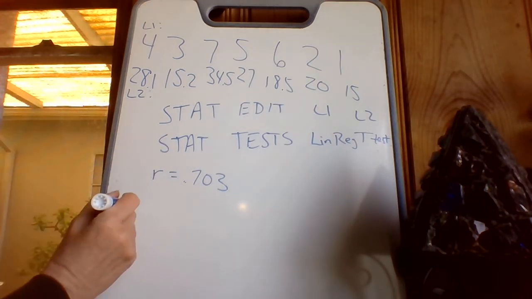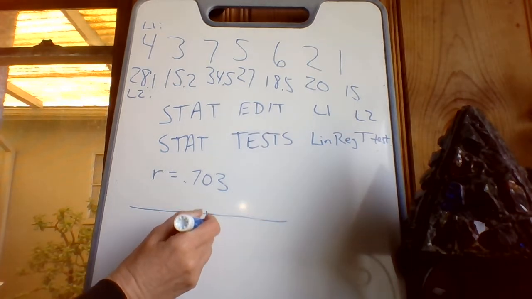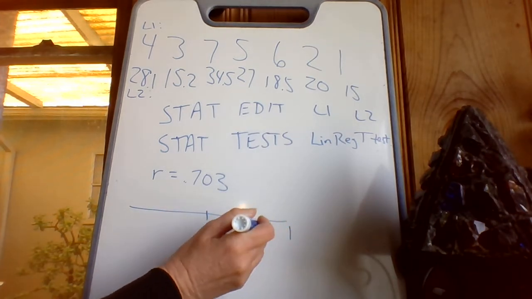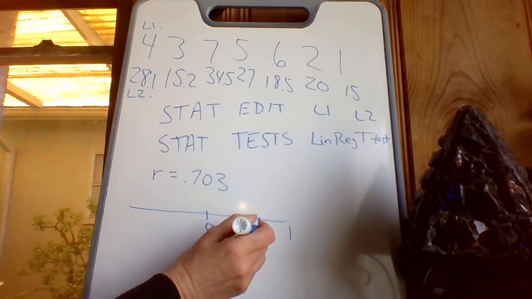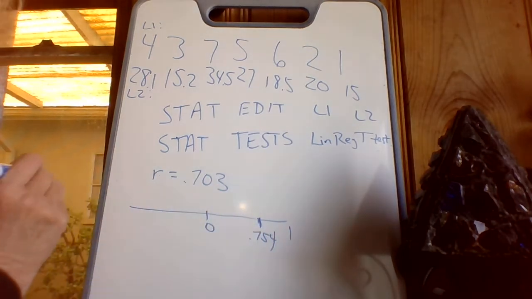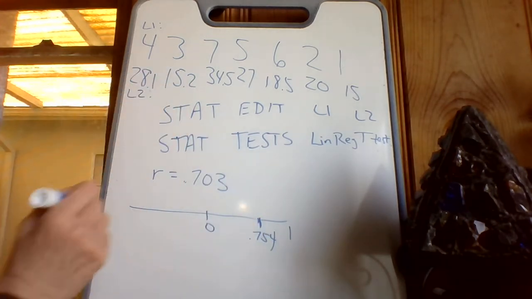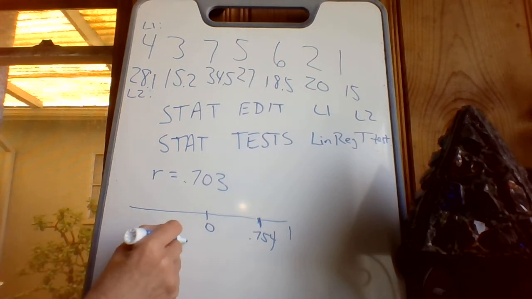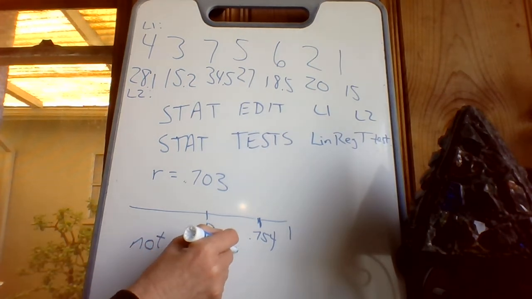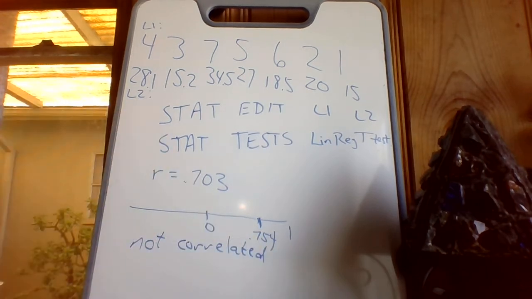Which means, going back to that number line I had, here's 0, and here's 1. The cutoff is at 0.754, and this doesn't make the cutoff. That's just too bad. Even if it's close to the cutoff, nope, this is not correlated. If something's not correlated, you're basically done with the problem. Nobody's going to ask you for a line of something that isn't even correlated anyway, so you would just be done.